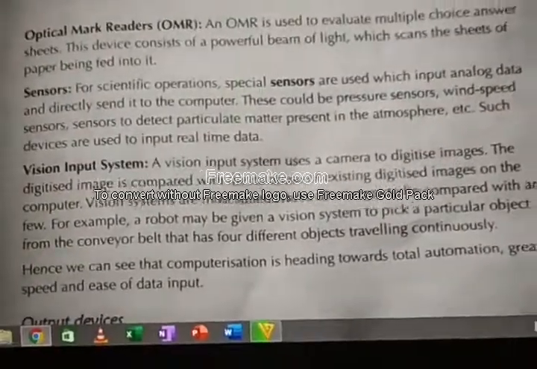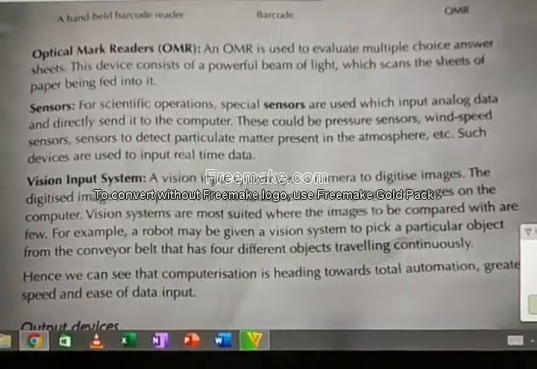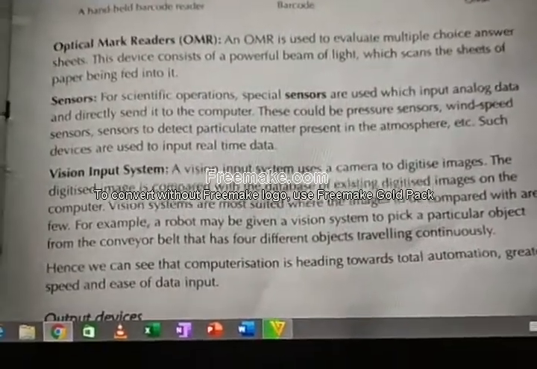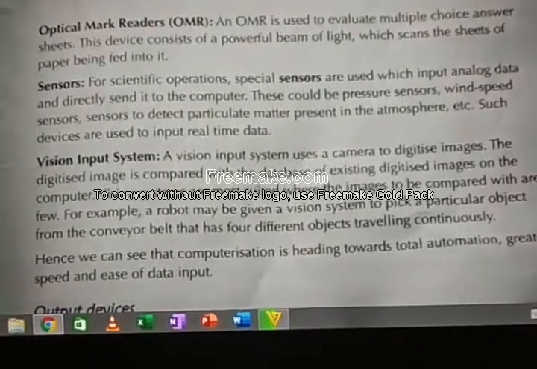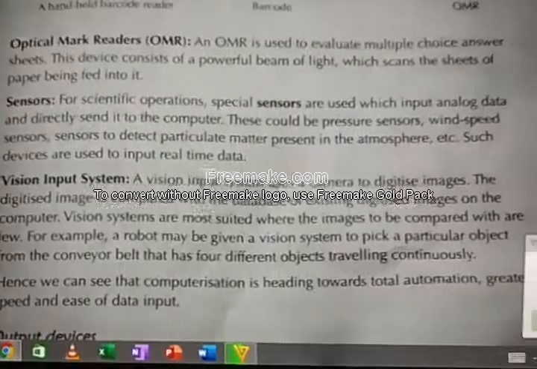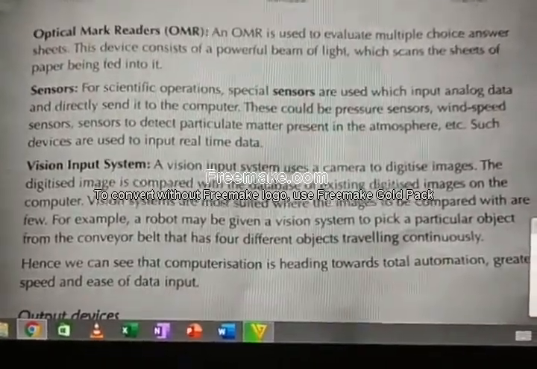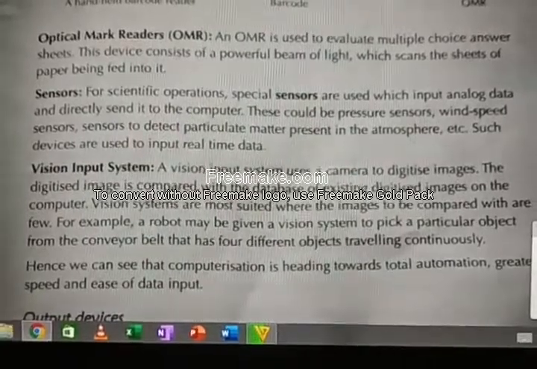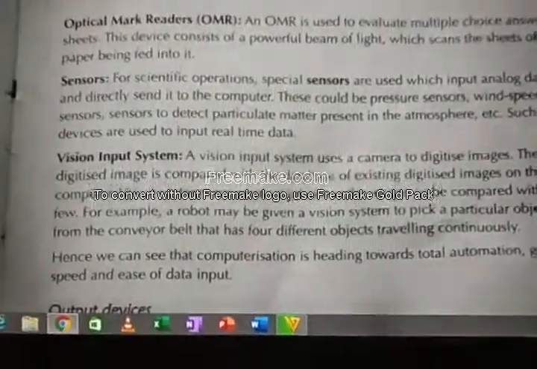A vision input system uses a camera to digitize images. The digitized images are compared with the database of existing digitized images on the computer. See, now don't think about the computer. Go to the robot. Robot means what will come to our mind? Only a humanoid robot will come, okay, with hands and legs. Think of that robot itself.